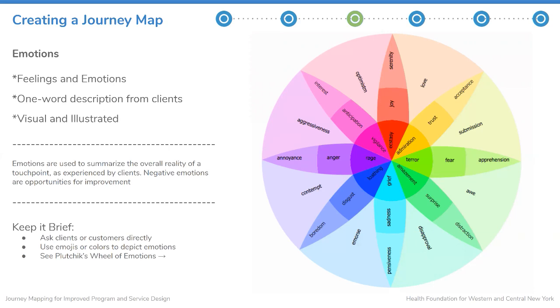And it's important to remember that if clients are experiencing negative emotions, these are the best opportunities for improvement. If you can move somebody up a level, up 2 levels, that often will have a tangible impact on how likely they are to succeed in your program. It's important to keep it brief as well, as with everything else with journey maps. You want to ask clients or customers directly how they feel, as I just mentioned. You can use emojis or colors to depict emotions. Some journey maps you'll see do change the color depending on the emotion of that specific touch point. They change the color of the touch point.